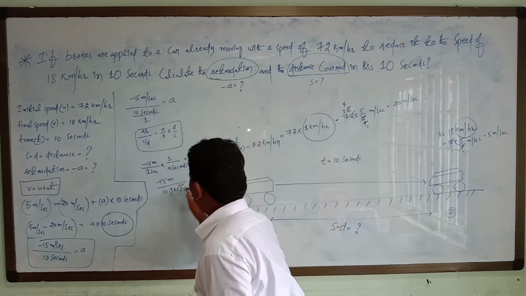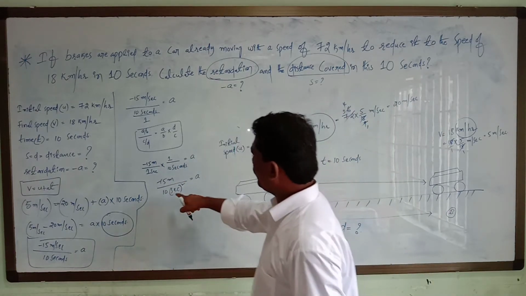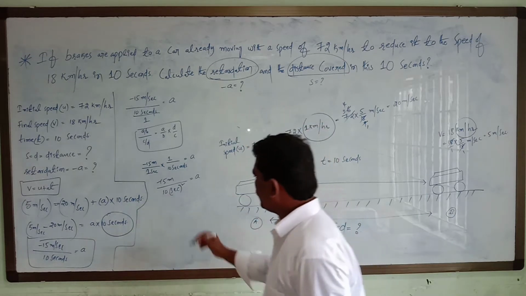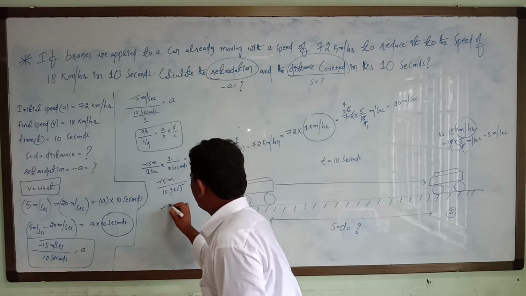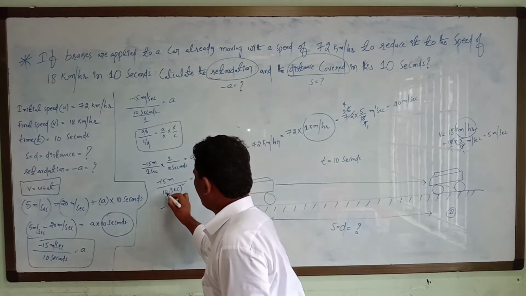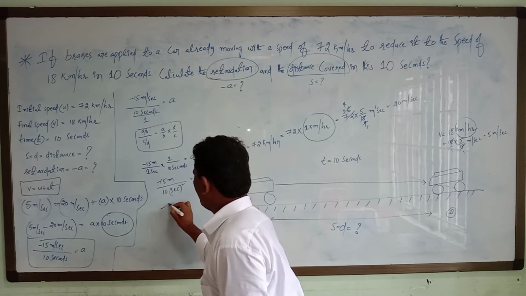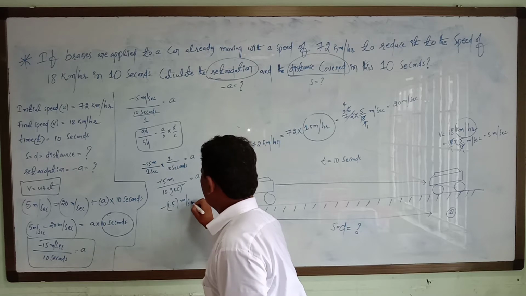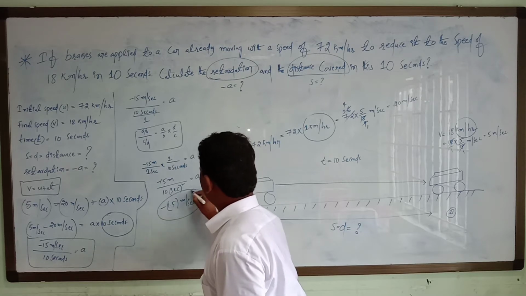So here, if we divide 15 with 10, we will get 1.5. So the unit is meter per second square. Acceleration.